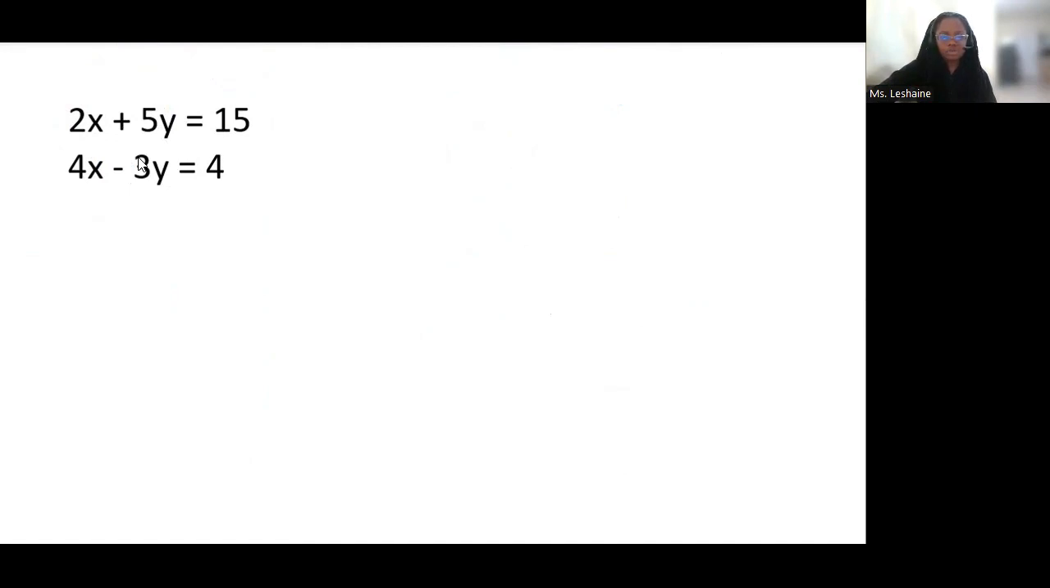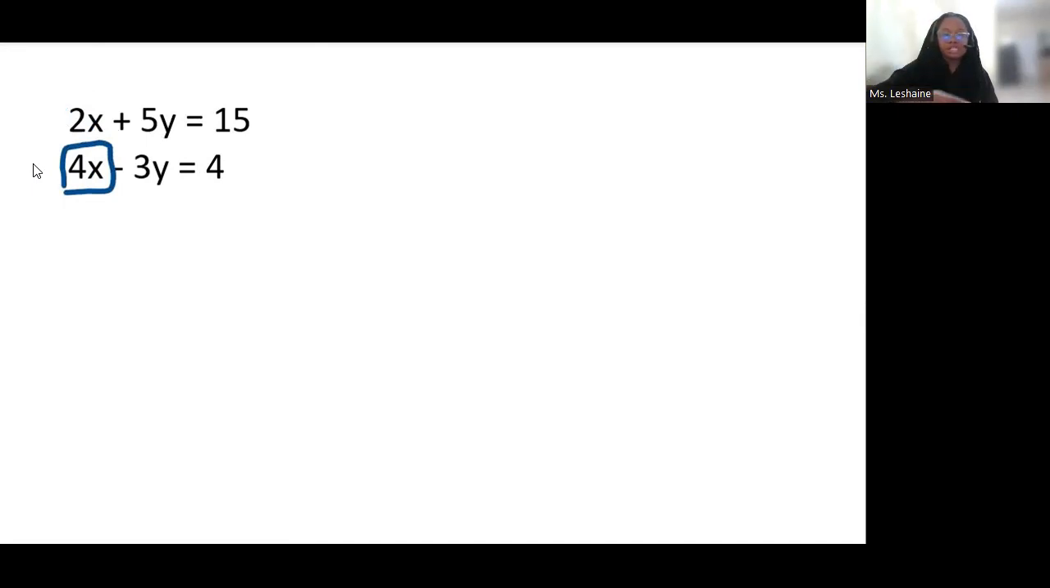Now, what I have to do is check to see what the lowest common multiple of the coefficients is. Remember that your coefficients are the numbers directly in front of the variables. So let's try x. I have a 2 and I have a 4. The LCM of 2 and 4 is 4, LCM being the lowest common multiple. So I can make both of them a 4. The bottom one is already a 4, so I don't need to touch the bottom equation at all.